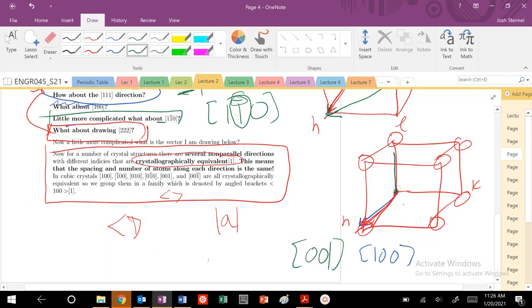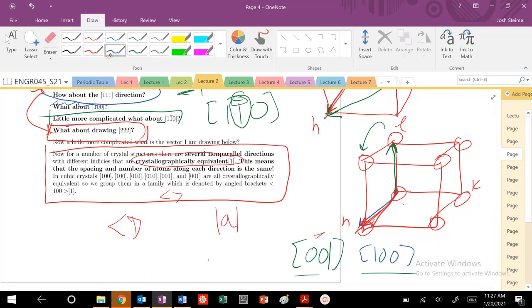So 0, 0, 1. Do these two directions have the same magnitude? Yes, they have the same length. In this crystal structure, are they passing through the same number of atoms? Let me draw an atom here. So they're passing through two atoms, yes. And again, they have the same magnitude. And again, you can imagine if I had my green and rotated the crystal like this and flipped it, you couldn't distinguish between those two.